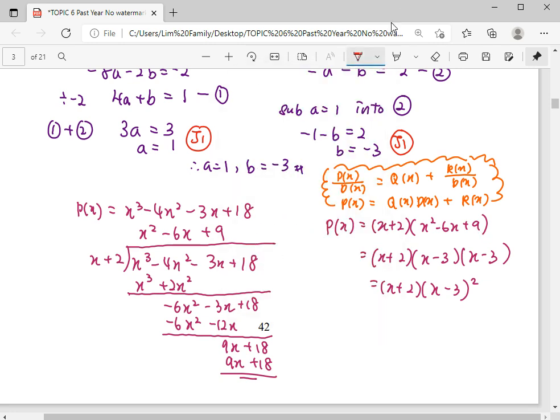So we can see our long division here is 1 mark, and then we get to this form first, quadratic and linear form, and then factorize it completely. So you can see for a cubic polynomial, we have three x factors.